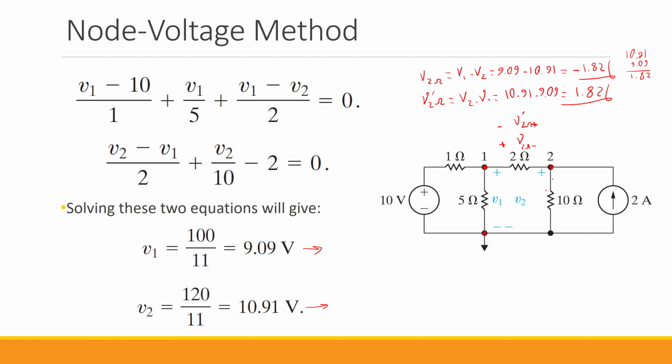What about other things? What if we want to find the current that goes through this 10 ohm? The current of the 10 ohm, I call it I10 ohm. So the I10 ohm equals V2 divided by 10, or 10.91 divided by 10, which is 1.091 amps. So as you can see, it is very easy for us to find the individual variables for the elements.